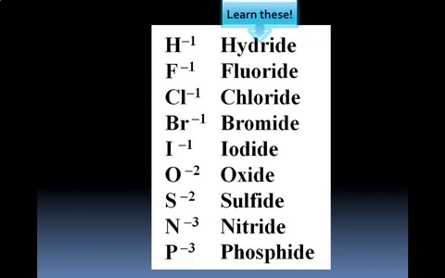Okay, so you need to learn these, but really if you look at this list, it's all of the stems. Hydrogen becomes hydride, fluorine becomes fluoride, chlorine becomes chloride. It just takes the stem and adds -ide, and it does take off some of the syllables sometimes. Instead of nitrogen-ide, it's just nitride.